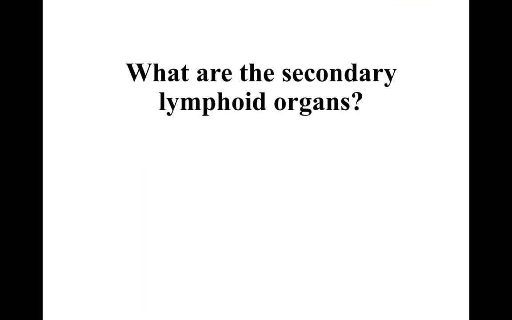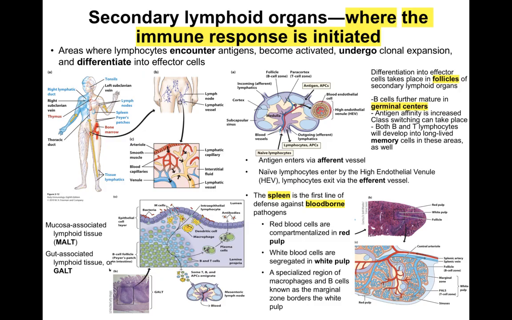What are the secondary lymphoid organs? We looked at a few, and they're shown here in blue. The secondary lymphoid organs are where you get an immune response initiated. So the tonsils, lymph nodes, spleen, and Peyer's patches are a few different examples of secondary lymphoid organs. Over here is a diagram of what a lymph node actually looks like.